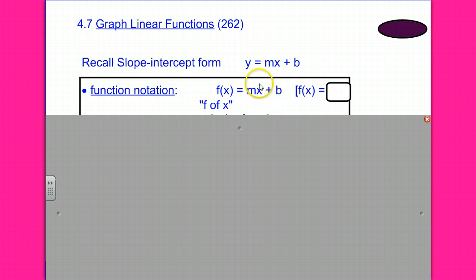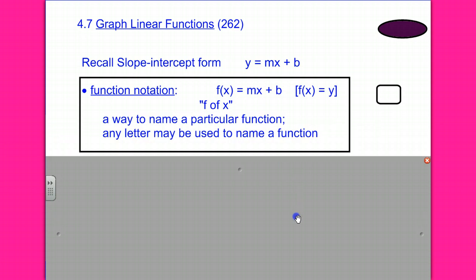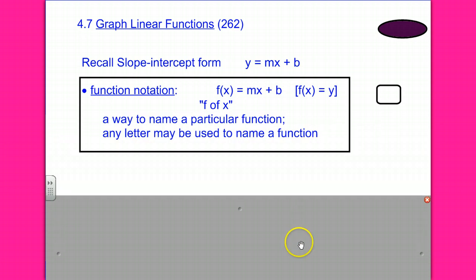This right side looks really familiar, doesn't it? It's exactly like our slope-intercept form. So function notation basically is in slope-intercept form. It's just that instead of f of x, what do we have in slope-intercept form? Instead of f of x, over here we have y. So f of x equals y, really. It's a way to name a particular function. Any letter may be used to name a function. I might have a different one, like we just used, a of x, or t of x, g of x.